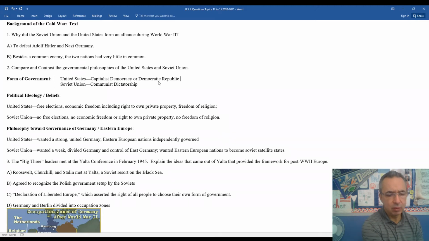Political ideology or beliefs. The United States had free elections, economic freedom, including the right to own private property, freedom of religion. Soviet Union, no free elections, no economic freedom, no right to own private property, and no freedom of religion. No religion at all.